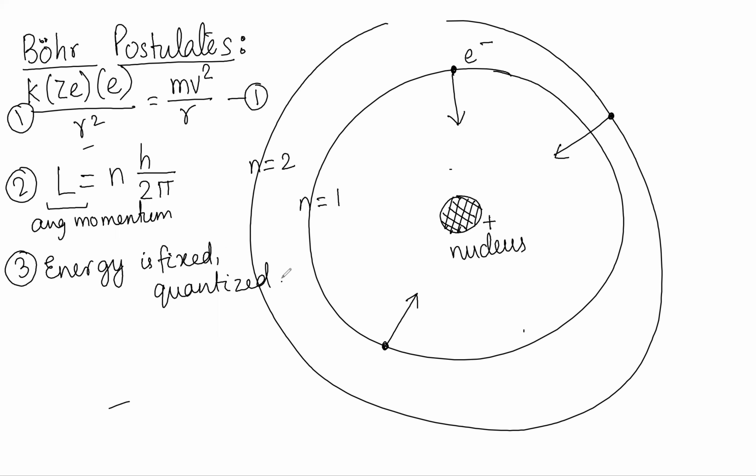So our job over here is to prove the relation between R and N, something that we will use in solving problems. It is well known that as a result of these postulates, R is proportional to N square upon Z, and E, the energy of an electron, is proportional to Z square upon N square. So all of today's class is about deriving this and seeing some applications of it and seeing some results of it.